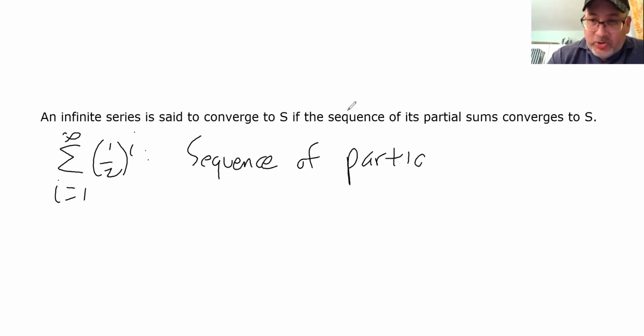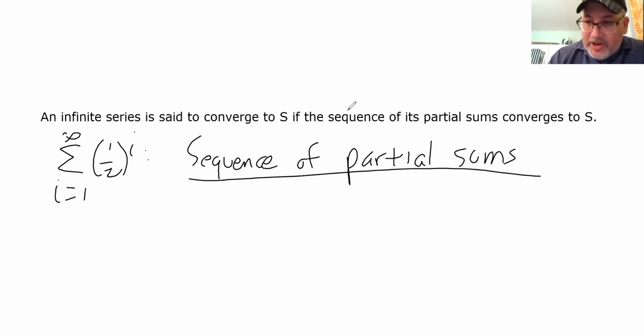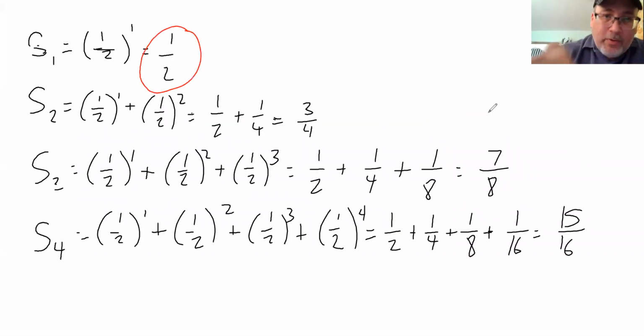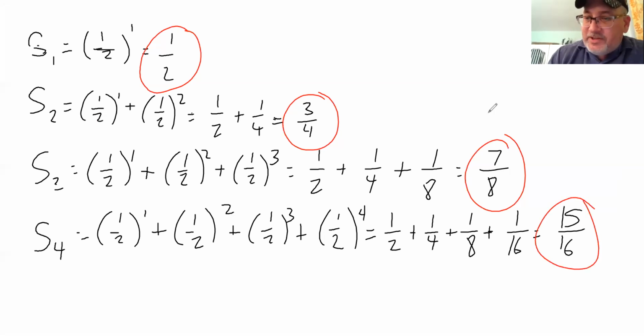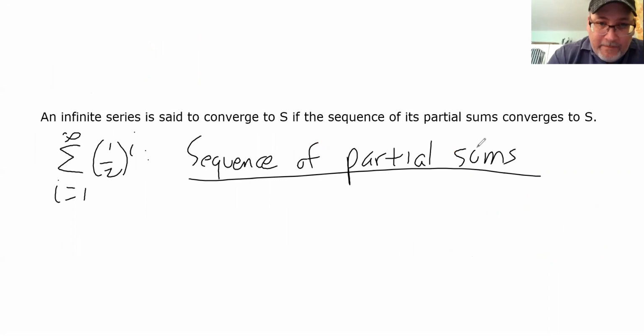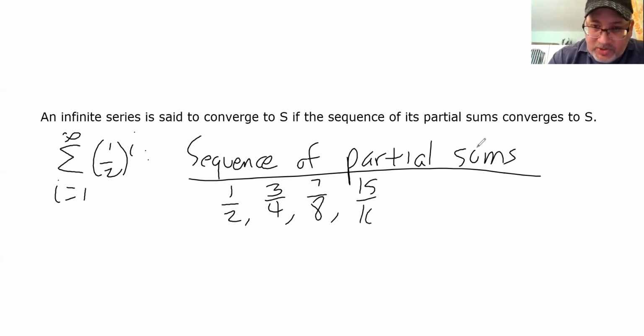we're looking at the answers to the first four partial sums that we had before, which are back over here, and I'm going to circle in red. They were 1/2, 3/4, 7/8, 15/16. Can you predict the next one?